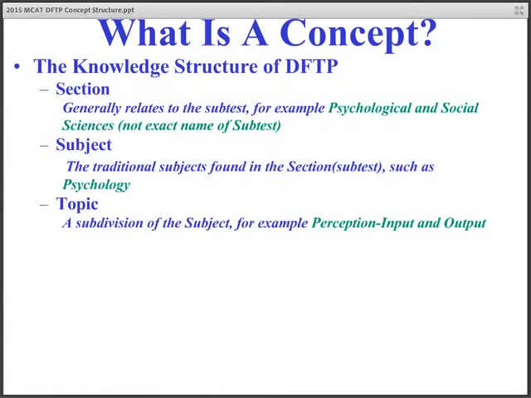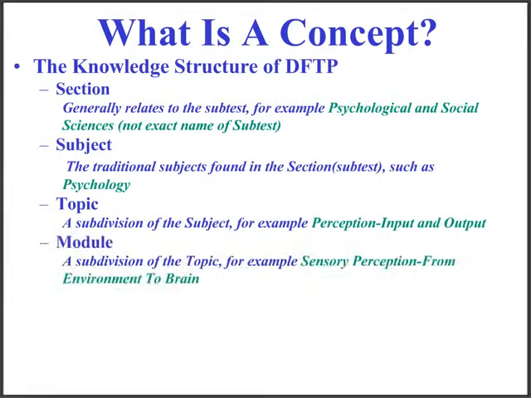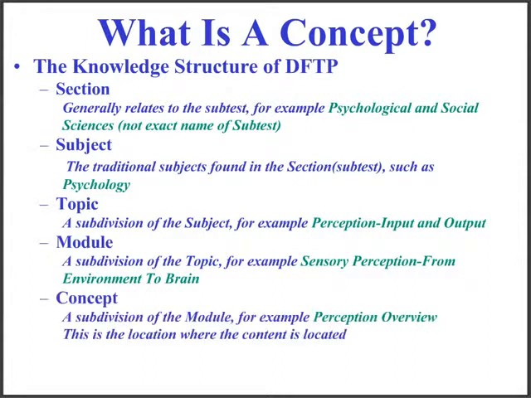A topic is then a division within the subject itself. For example, perception with input and output as a topic. Within the topic, you have the module. The example of the module would be sensory perception from environment to brain. And finally, the concept is found within each module. An example in this situation could be perception overview.